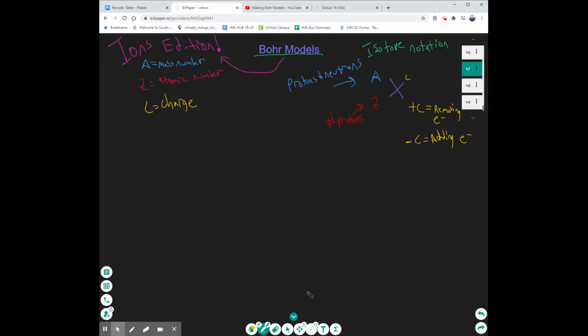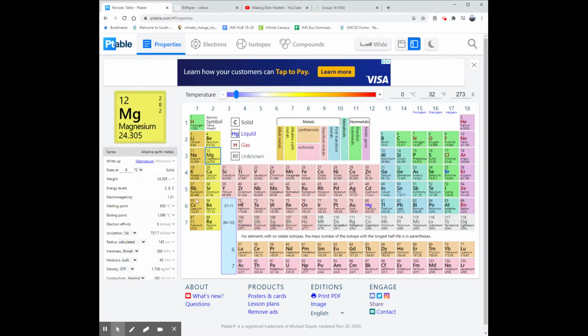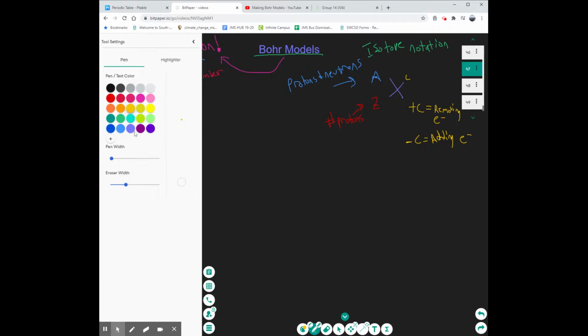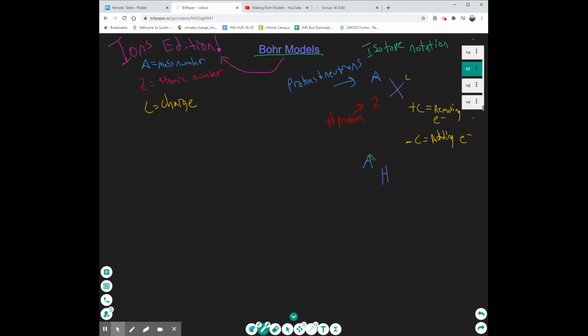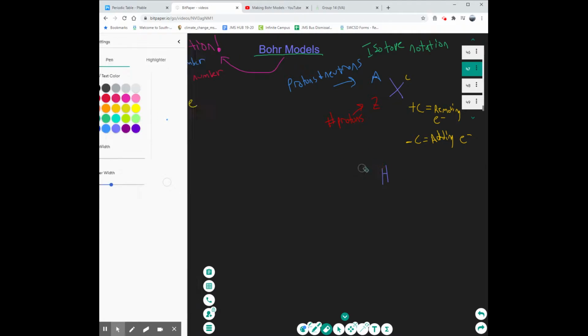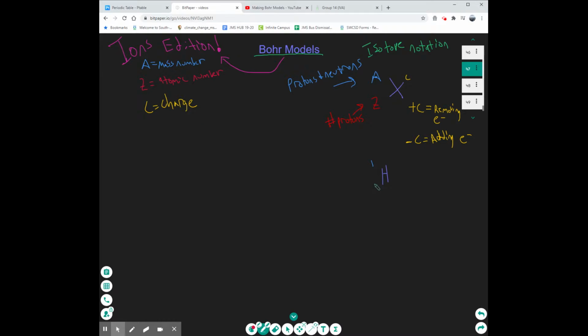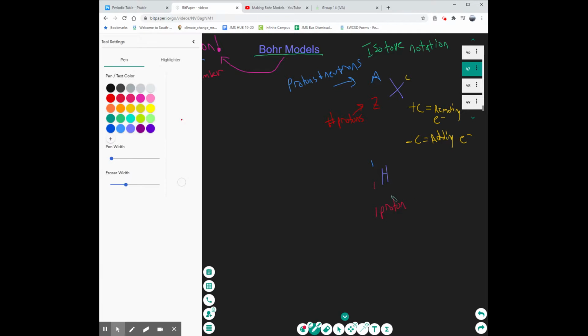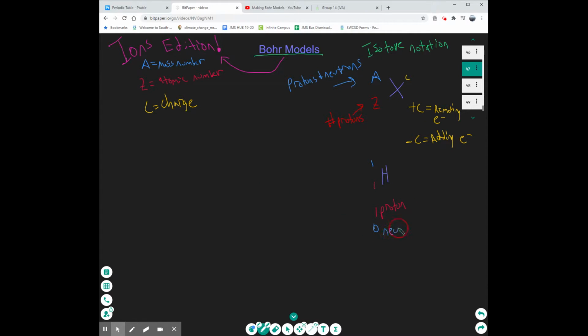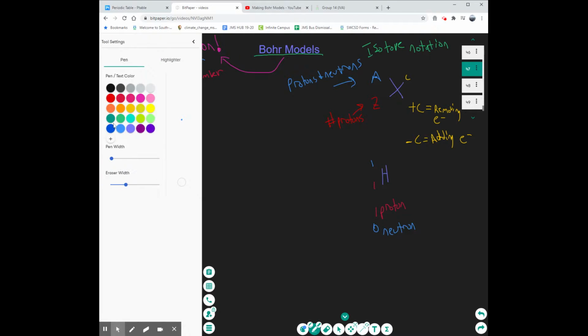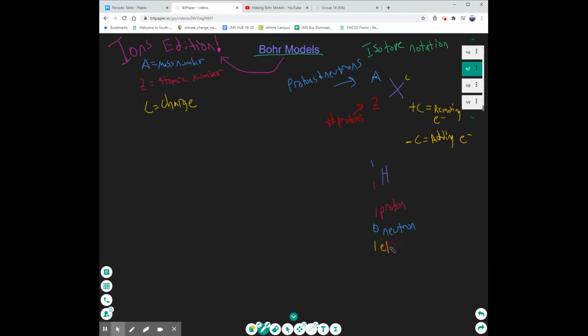So we know that a neutral atom, let's do a really easy one. Let's go to our periodic table. Let's just do hydrogen. Hydrogen has a mass number, A, of one. It has an atomic number of one, which means it has one proton, and it normally has zero neutrons. Now, if there's no charge at all, then it must have one electron, because the negative value of the electron needs to cancel out the positive value of the proton.